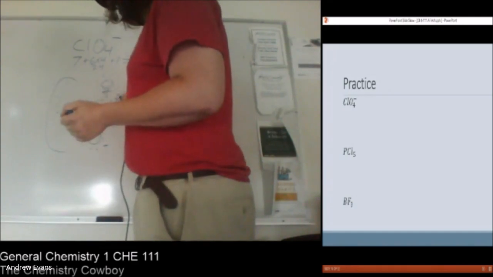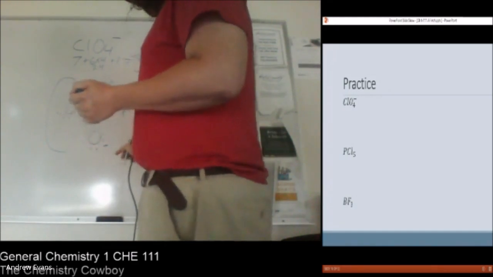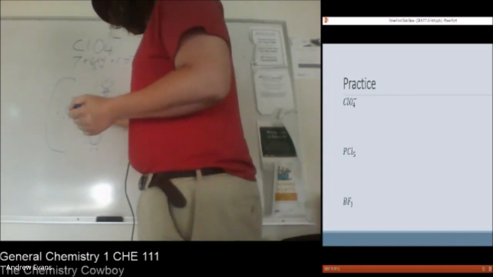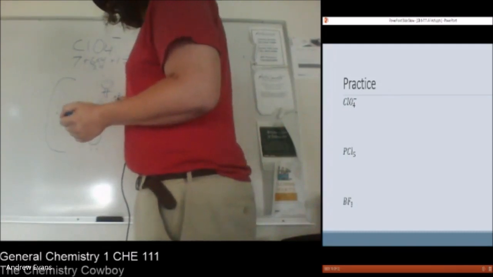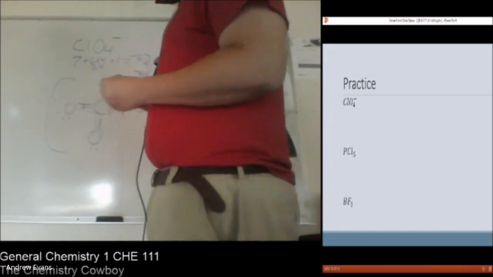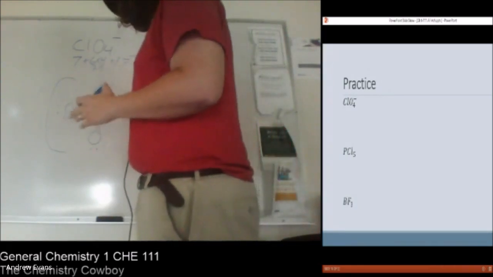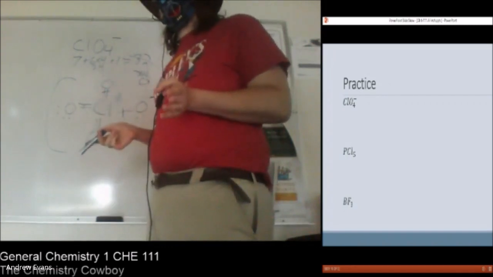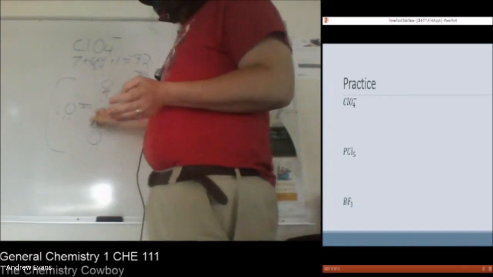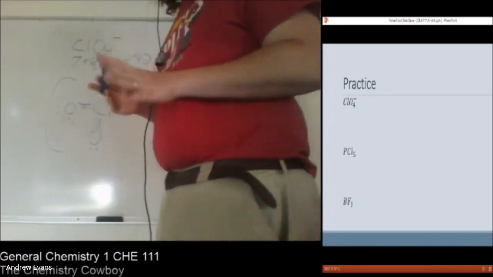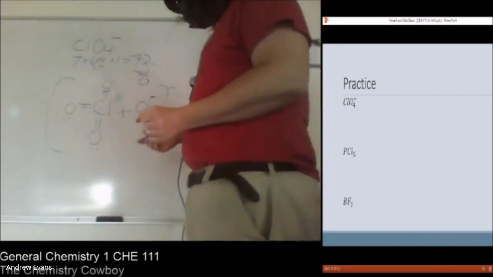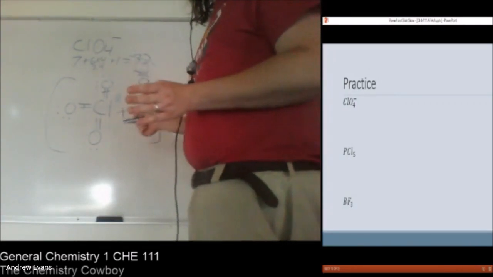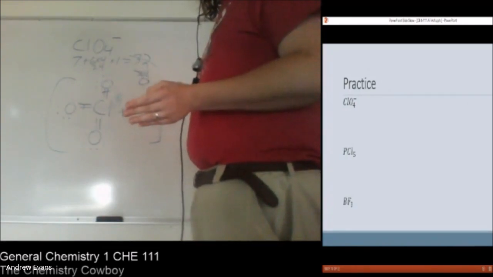Drops the formal charge on chlorine to 1. And I can do it one more time. And now the formal charge on chlorine is 0. So an alternative structure is still the same Cl with 4 oxygens around it, but now 3 of the oxygens are double bonded, and there's only 1 single bonded oxygen. There's only a formal charge on one of the oxygens, which matches the actual charge of 1 minus.